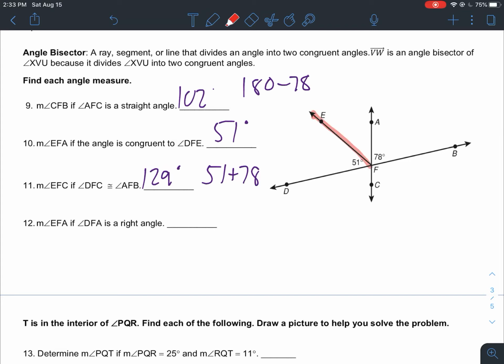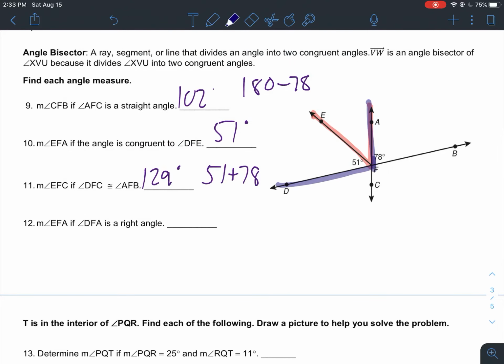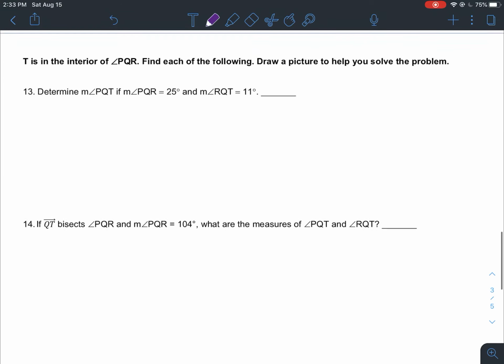And finally, EFA, if DFA is a right angle, my fault. So if DFA is a right angle, which we can see it's not, but for the problem it's saying it is. So we're saying this is a right angle, which means it's 90 degrees. If that's 90 and this is 51, we can simply do 90 minus 51, and our answer is 39 degrees.